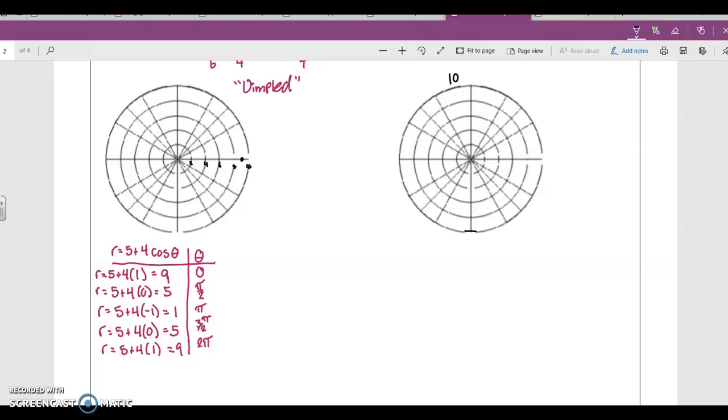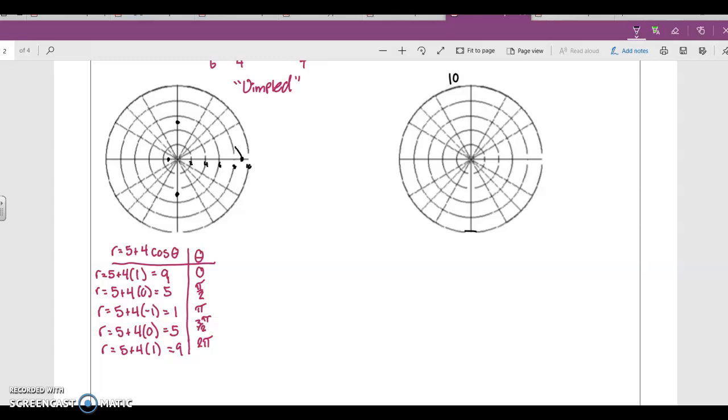When theta is equal to pi over 2, or positive y-axis, our radius is equal to 5. So that's between these circles here. When theta is equal to pi, our radius, our distance from our center, is 1. So that's going to be right in here. When theta is equal to 3 pi over 2, our negative y-axis, our radius is equal to 5. And then back up at 2 pi, we're at 9 again.